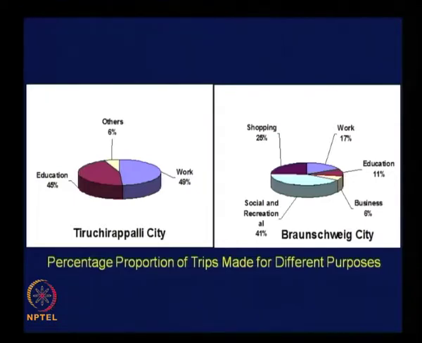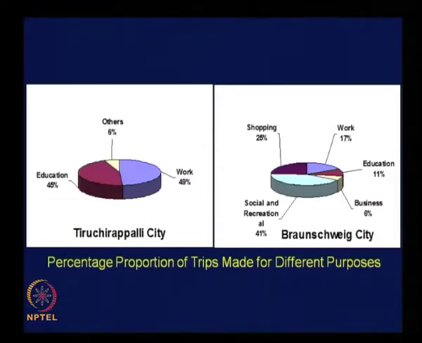Compare the percentage of educational trips, 11% in Braunschweig city and 45% in the city of Tiruchirappalli. Does it mean that Germans are not educated that well compared to people in Tiruchirappalli city? Look at the percentage of work trips, 17% in Brunswick and 49% in Tiruchirappalli. Again, we should not infer that Germans are not working that hard compared to people in Tiruchirappalli city.